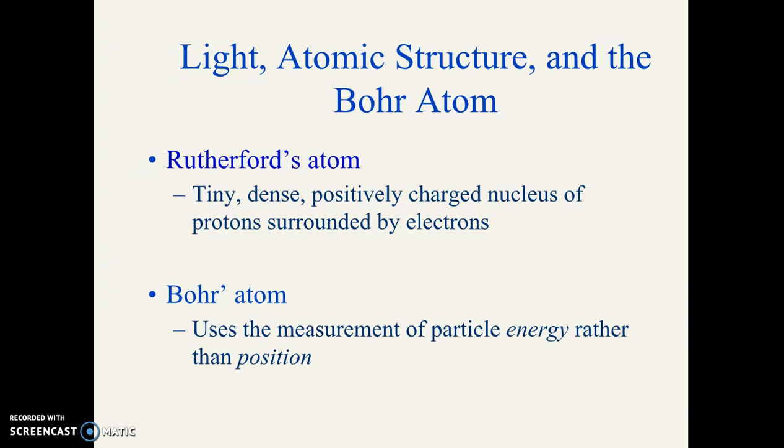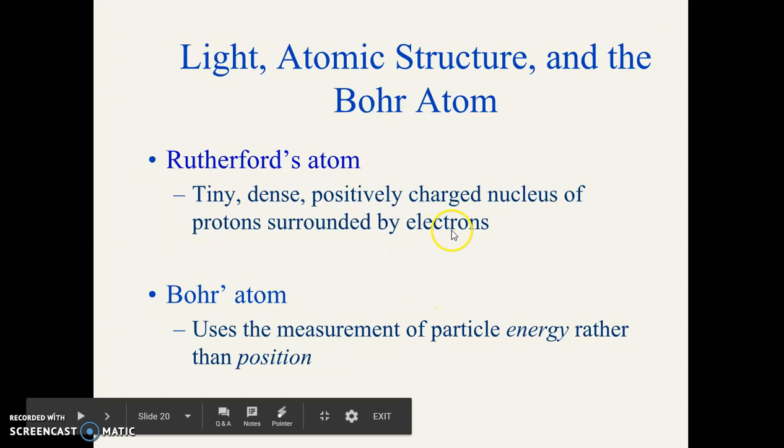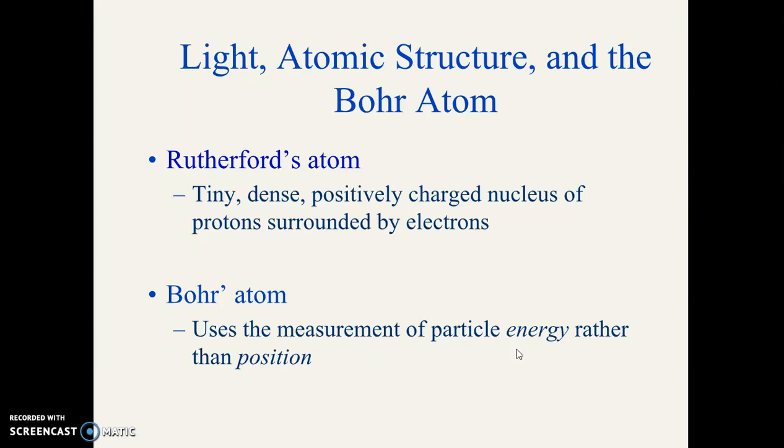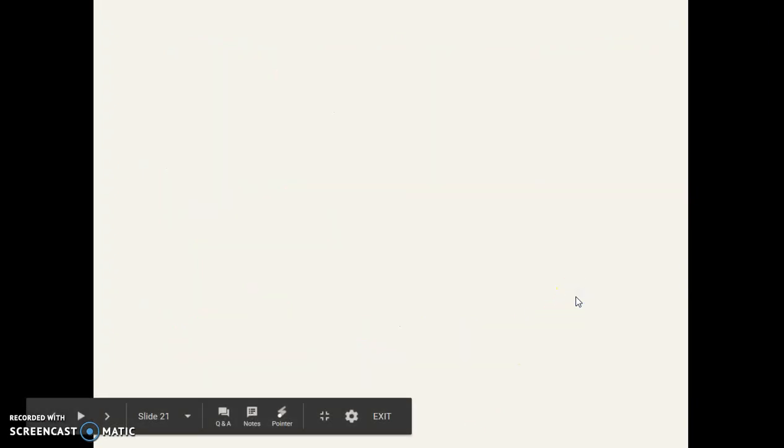Rutherford's atom was a tiny, dense, positively charged nucleus of protons surrounded by the electrons. Now the question becomes, well, where the heck are those electrons? And that's where the Bohr model comes in. Bohr uses the measurement of particle energy rather than position. So the energy that those electrons have. The electrons that are closer to the nucleus in those orbitals do not have as much energy as the ones that are further out. So that's why you see it in rings.